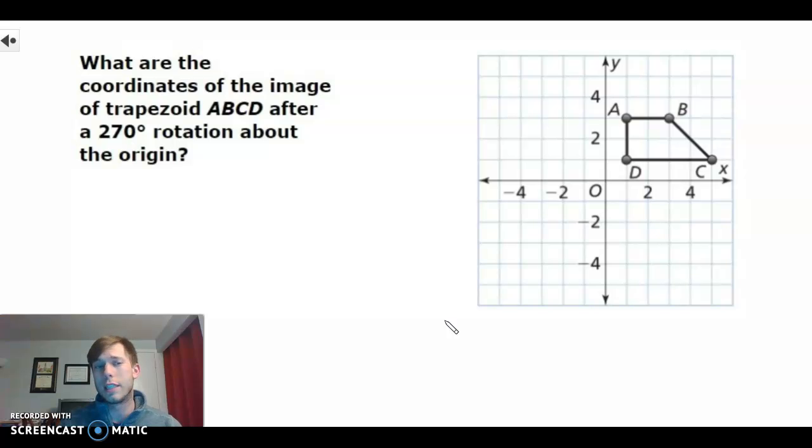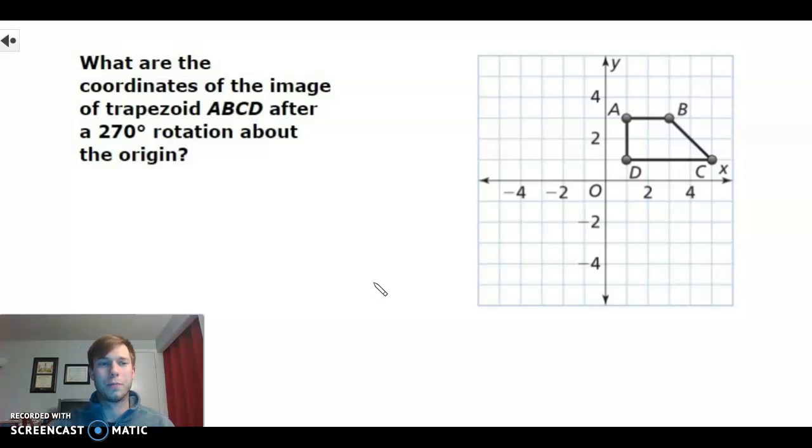So I want you to identify what are the coordinates of the image of trapezoid A, B, C, D after a 270-degree rotation about the origin. Use graph paper, use that rule chart that I gave you. If you didn't write it down yet, again, you can rewind the video and go back and make sure you write it down because it's going to be super helpful for you.